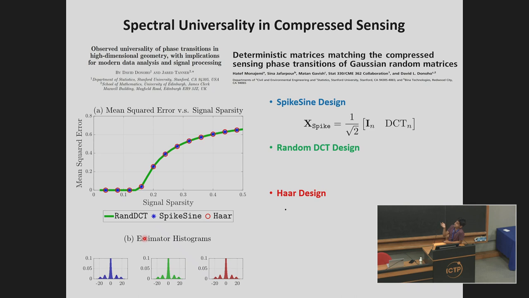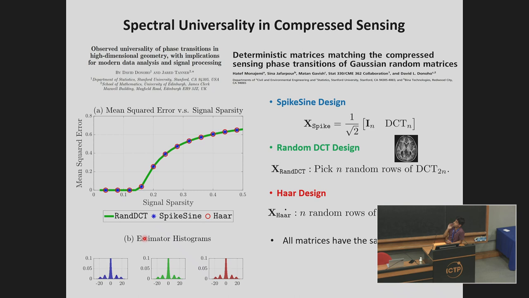So what are these three designs? The first design was a completely structured deterministic design. The first block in that design was the identity matrix, and the second block was the discrete cosine transform matrix. The other design they looked at was a little bit random. They took a big discrete cosine transform matrix and randomly picked some of its rows. I have an MRI image next to it because that's the design that people doing MRI care about. And the Haar design is a very random design. The way it's constructed is that you first sample a uniformly random orthogonal matrix and then pick some of its rows. What's common between the three designs is that they have the same singular values.